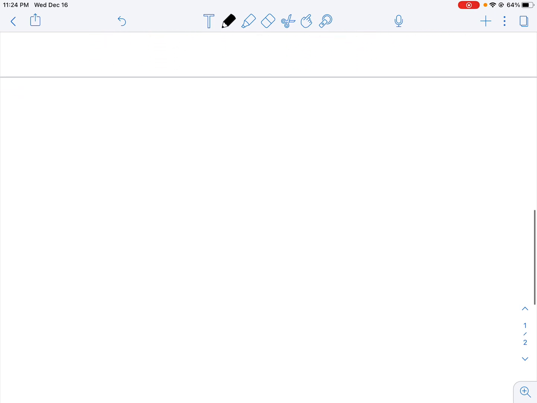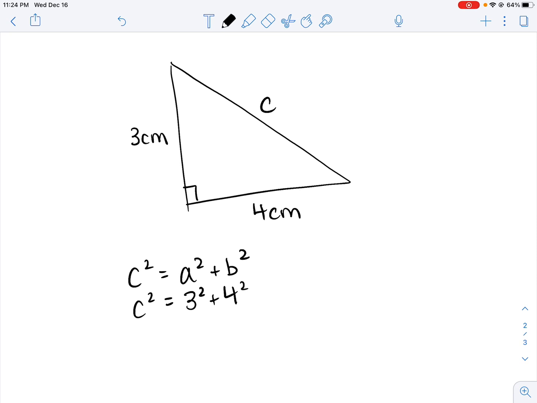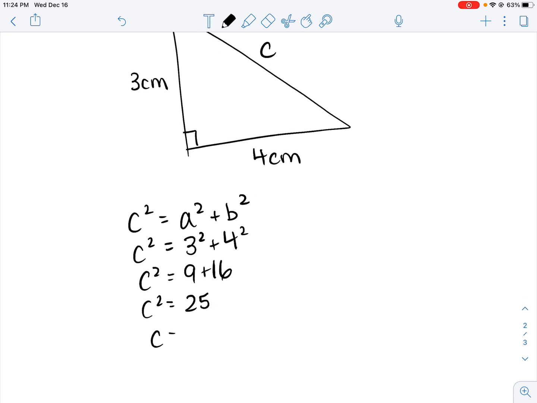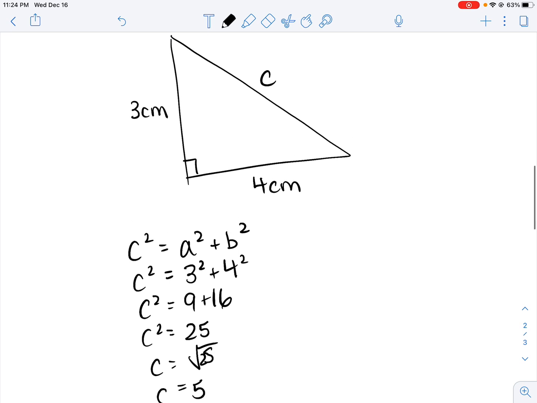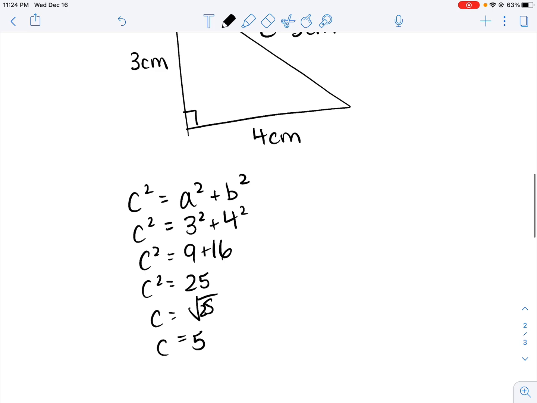So I'll show you with the triangle I already did, but I won't draw squares. So this side is 3 centimeters, and this side is 4 centimeters. So here's how that formula works. C squared, C is this side, is equal to A squared plus B squared. So C squared is equal to 3 squared plus 4 squared. C squared is equal to 9 plus 16. C squared is equal to 25. Square root that so I know what C equals. So C equals 5. So now we know that C is equal to 5 centimeters. So that's how that formula works.